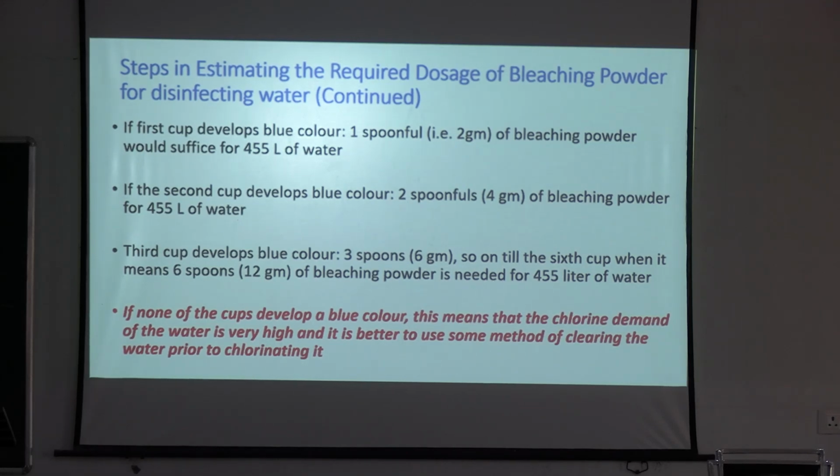That water, if it has a chlorine demand requiring more than 12 grams of bleaching powder for disinfection, might have turbidity, it might have other problems with it. So it first needs to be treated by other methods to clear itself out, and then we will go for the bleaching powder estimation. Don't say that we will get another Horrock's apparatus with 12 cups. No. If even the 6th cup does not develop the blue color with starch iodide, then we say that chlorination cannot be done at this stage, we need some other method of disinfection before chlorination.